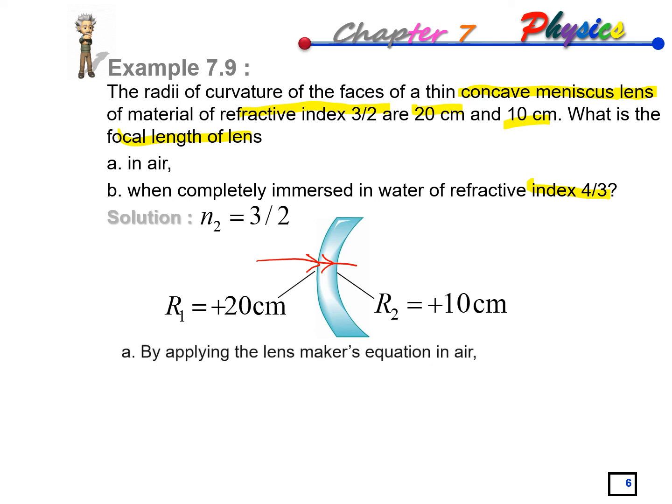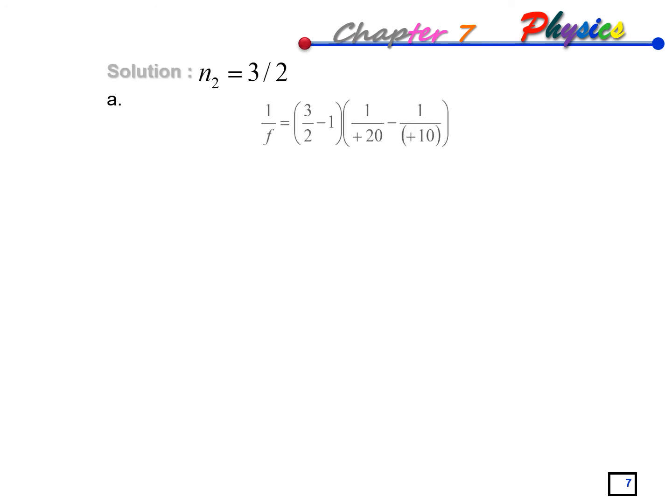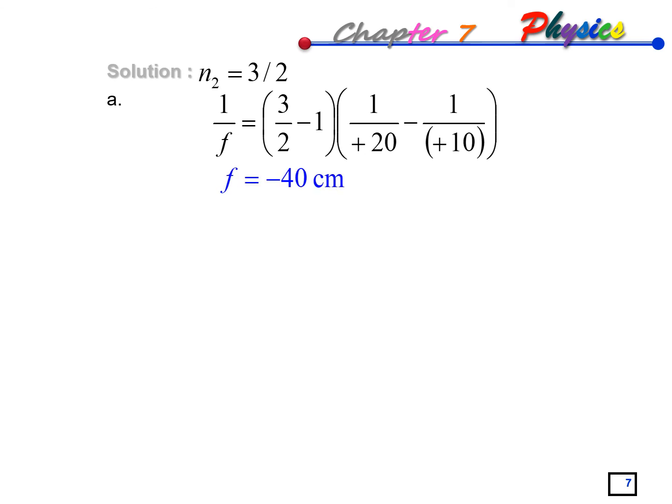Next for the equation, n minus 1 times 1 over R1 minus 1 over R2, just replace in the value, where n will be equivalent to 3 over 2 for the lens material. Once we replace in, the final answer is that f is equivalent to negative 40.